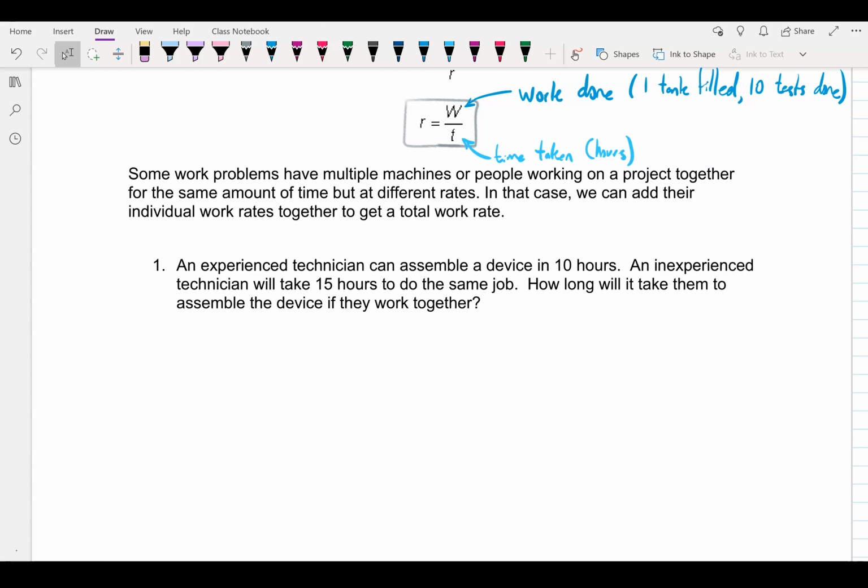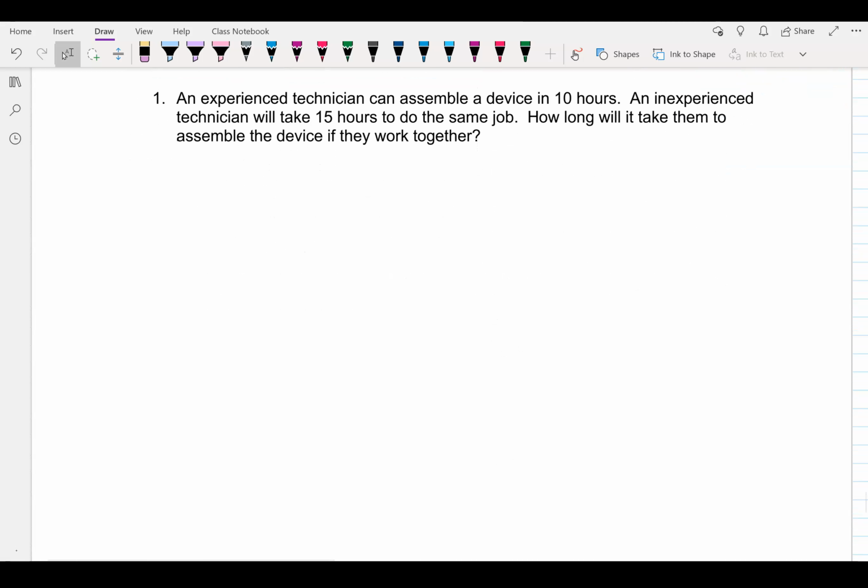And it says here, and this is probably the most important sentence, in the case where we have different rates, we can add their individual work rates together to get a total work rate. And again, this is kind of gibberish until we see a problem. So let's see the problem.